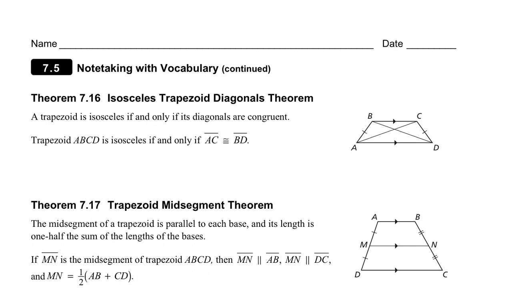Isosceles trapezoid diagonals theorem. A trapezoid is isosceles if and only if, so this is biconditional, the diagonals are congruent, the whole thing. So BD and CA are the same measurement. So if they're congruent, we have an isosceles trapezoid, and because it's biconditional, that means if the diagonals of a trapezoid are congruent, then we have an isosceles trapezoid.